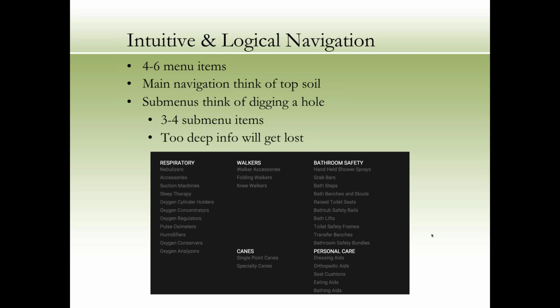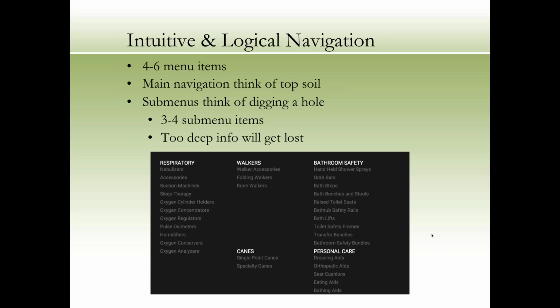Think of your main menu navigation as the topsoil, as your yard, the grass in your yard. And then think of the submenus as you digging a hole. The more submenus you have, the deeper you're getting within the website. You want to have between 3 to 4 submenu items. If you have more than that, you're digging a deep, deep hole, and that information is going to get lost within your website.